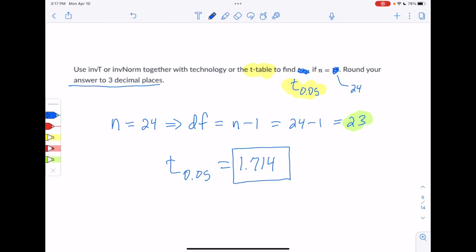The tricky spot on this often for people is that they'll see the n of 24 and they'll look at the row for 24 instead of calculating the df and going to the row of 23, which is what we actually need to do to get the correct t value.